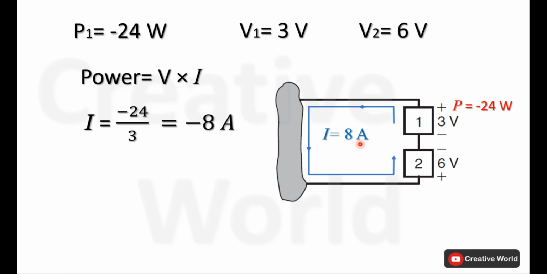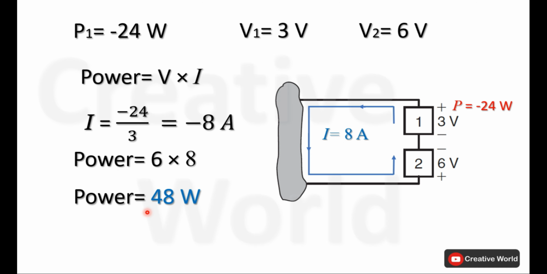Current is 8 ampere through this loop, and this current will be passing through element 2 as well with the same direction. Now we can calculate the power of element 2 because the current through this element and the voltage across this element are known. Using the same formula of power calculation, power of element 2 will be voltage across it, 6 volt, and the current through it, 8 ampere.